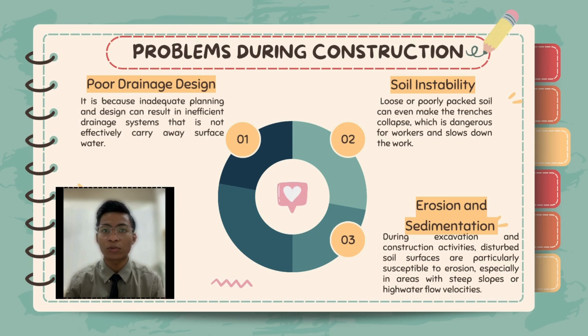During excavation and construction activities, disturbed soil surfaces are particularly susceptible to erosion, especially in areas with steep slopes or high water flow velocities. As drainage infrastructure is installed, soil erosion can occur due to the removal of vegetation and natural ground cover, exposing bare soil to the erosive forces of rainwater and runoff.